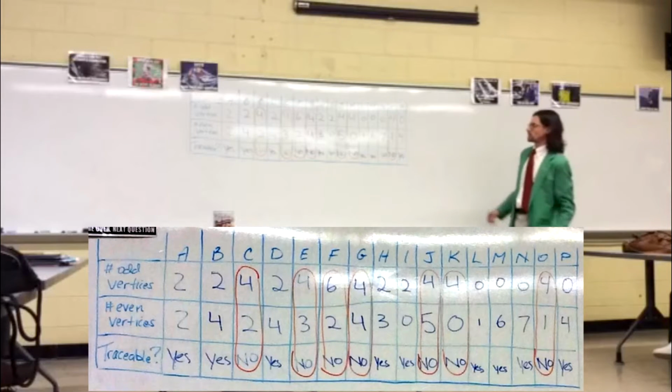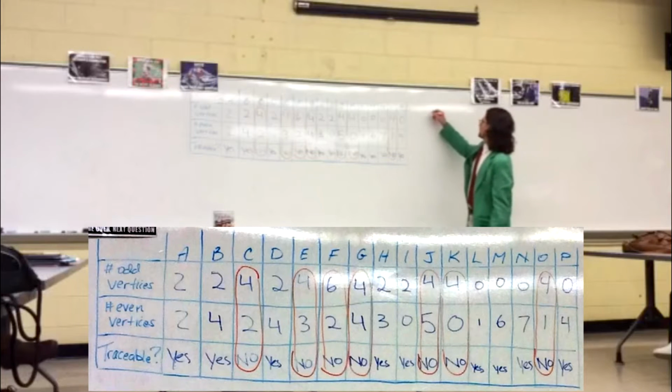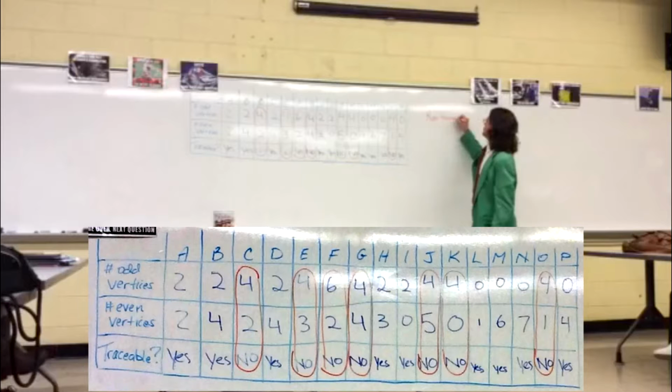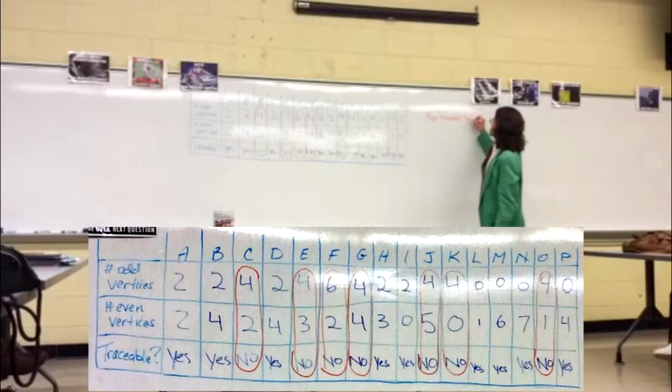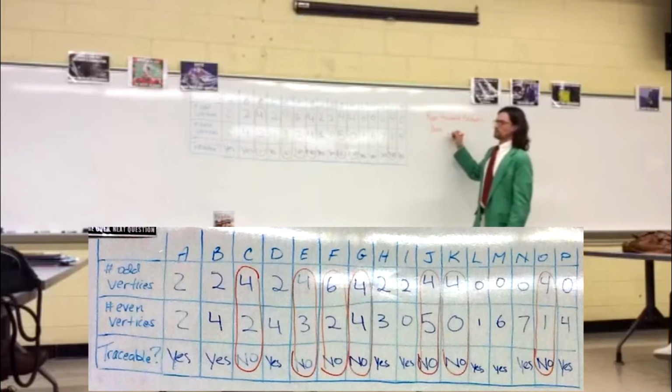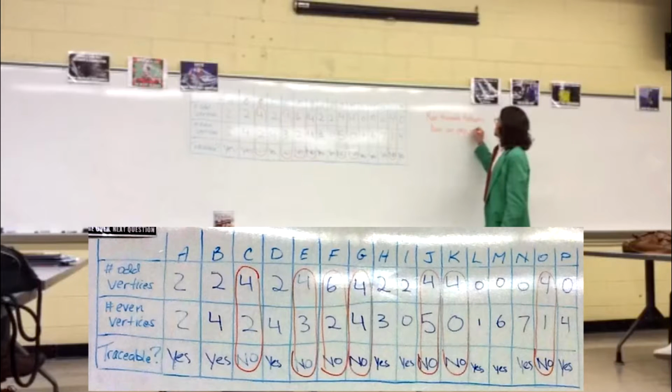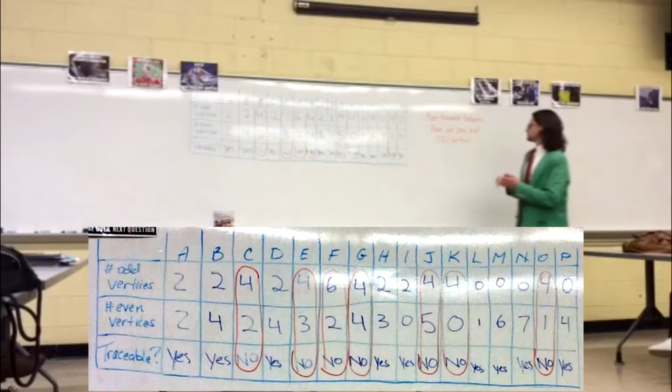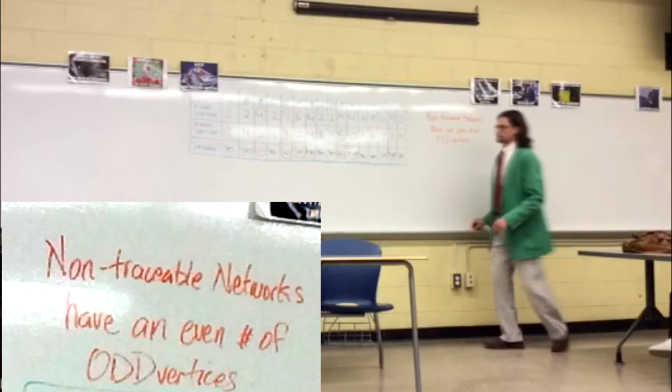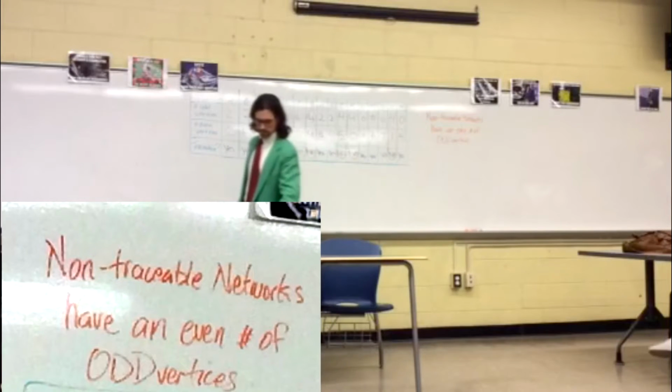But so far it looks like non-traceable networks have, how'd you phrase it, an even number of odd vertices? Okay. So that's one distinguishing characteristic we can pick out. Now what about the yeses?